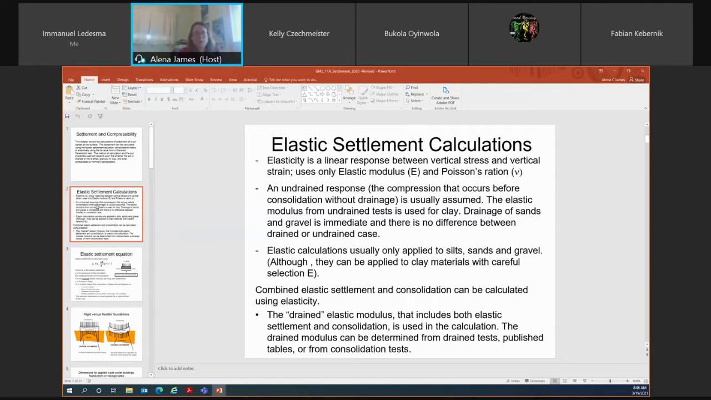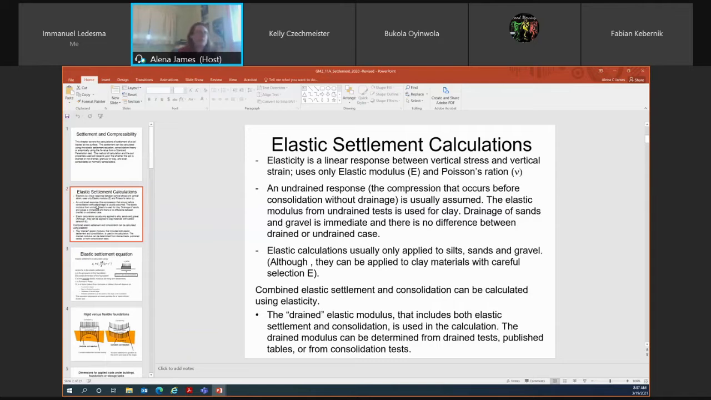We have different equations that we use for material that has cohesion, so a clay material or a silty clay material. And the elastic modulus that we use in that equation has to be the drained modulus. And we can only determine our drained elastic modulus from doing consolidation tests, or from doing a consolidated drained triaxial test, or a drained direct shear test.